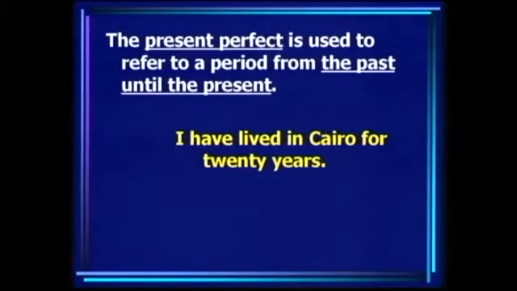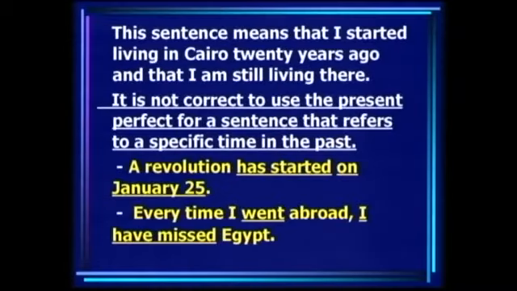يعني انا مثلا دلوقتي سنة 80 يبقى انا عايشة في القاهرة من سنة 60. يبقى I'm talking about a period which started in the past and continues until the present. الحاجة اللي ابتدت من الماضي ولسه مستمرة لغاية الحاضر استعمل معاها ايه؟ the present perfect. I have lived in Cairo for 20 years. This sentence means that I started living in Cairo 20 years ago and that I'm still living there.